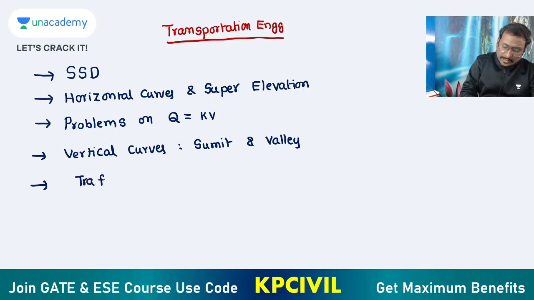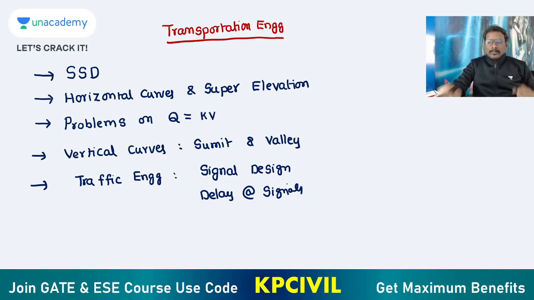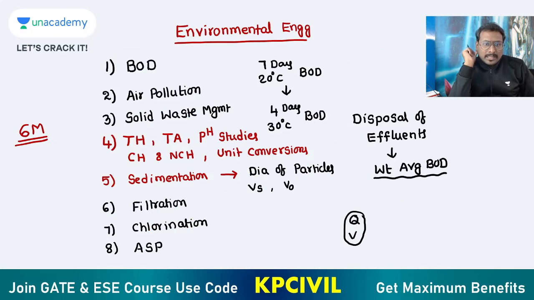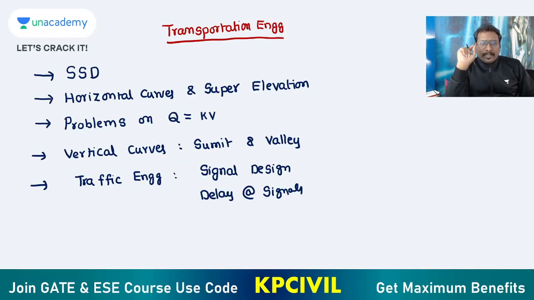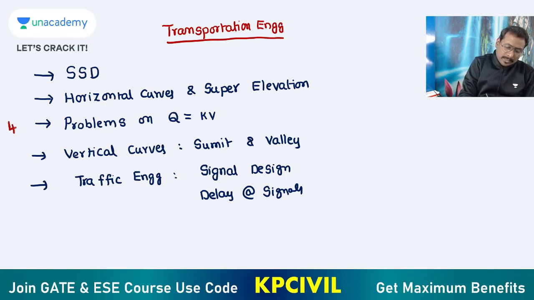From traffic engineering, signal design, delays at the signals. Traffic engineering, you focus on signal design, delays at the signals. So I am not giving you the total syllabus. How many topics have I given? 5 from geotechnical engineering 6, environmental engineering 8, traffic engineering 5. SSD, horizontal curves and super elevation, problems on Q equals KV, vertical curves summit and valley, traffic engineering signal design, delays at signal. We are expecting 4 marks will come from these topics.